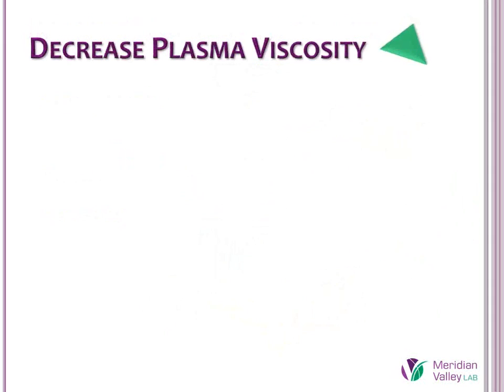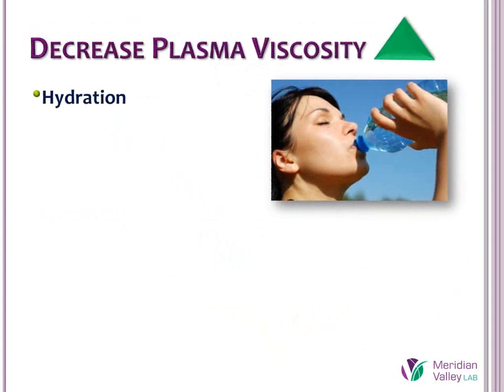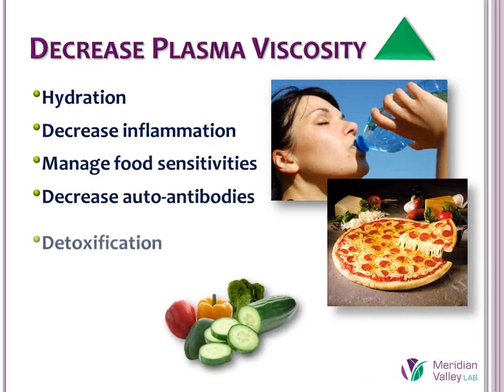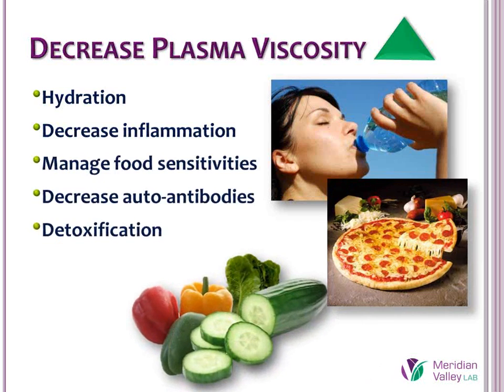Next is decreasing plasma viscosity. Well, hydration is, of course, very important. It's key. Adequate hydration can move the entire blood viscosity curve downward. So that's something that you want to stress, as you probably already do with your patients. And then use all the tools you have for decreasing inflammation and decrease excessive immune globulins by identifying and eliminating food allergies and sensitivities, as well as detoxification. All those things that you know how to do.